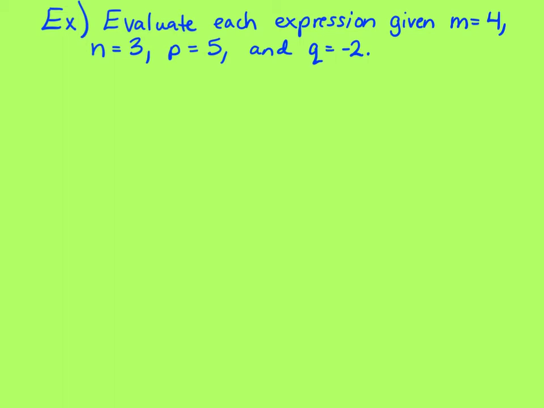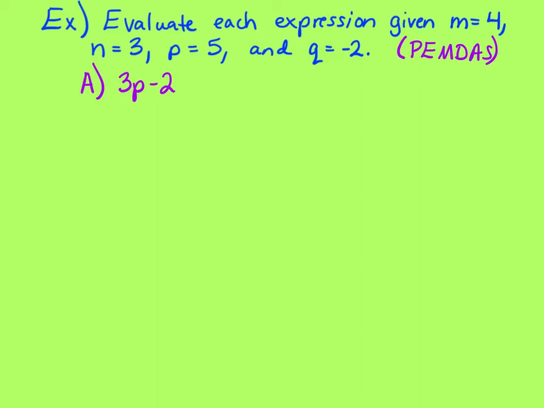For our example, we're going to evaluate each expression given that m equals 4, n equals 3, p equals 5, and q equals -2. When we do this, we're going to keep in mind that we follow the order of operations, which is PEMDAS. Parentheses, exponents, then multiply and divide, then add and subtract, going from left to right.